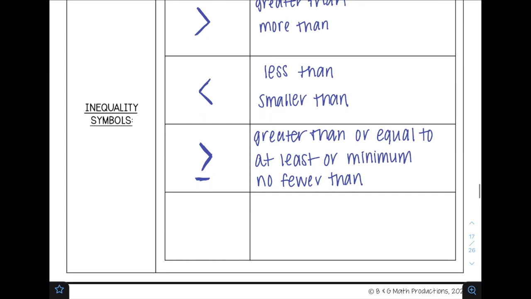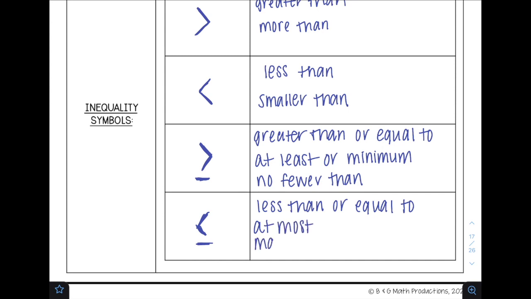The last symbol is less than or equal to. Another couple of keywords you can see in word problems that indicate less than or equal to are at most, so at the max or maximum. At the most is this value or less. Another keyword or phrase would be no more than.